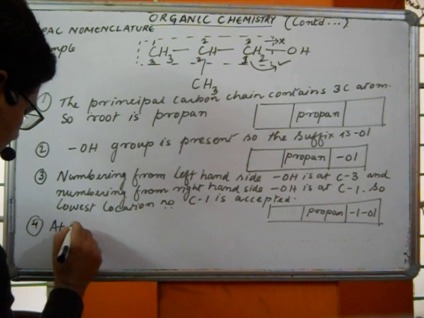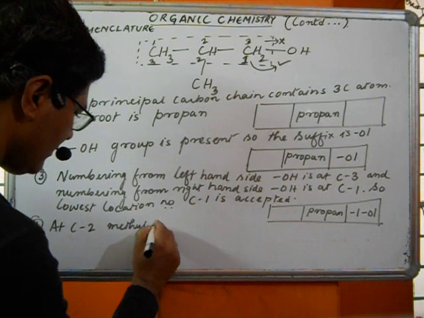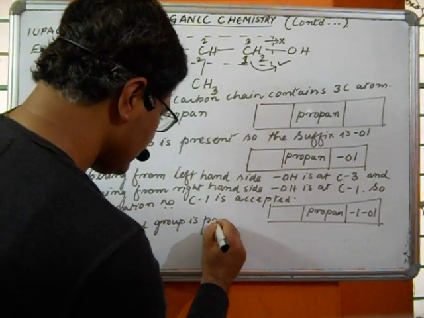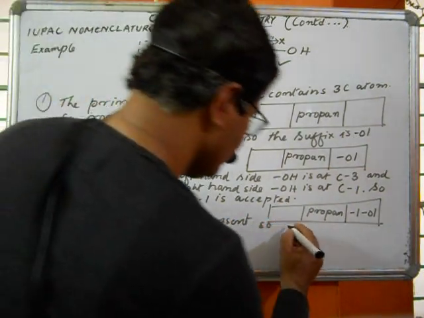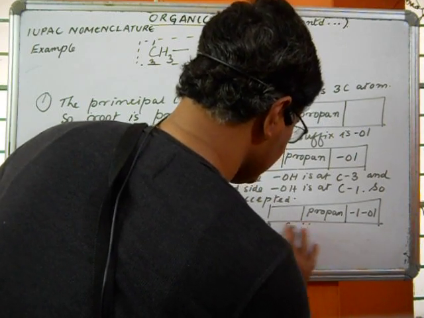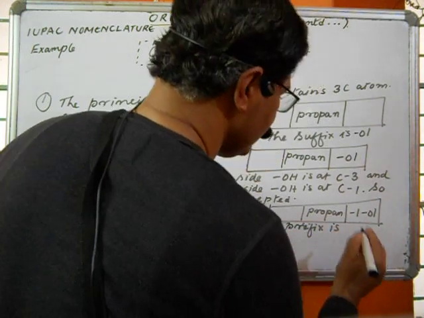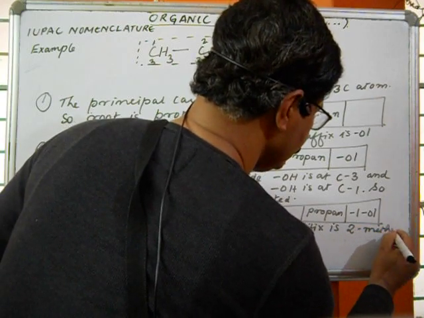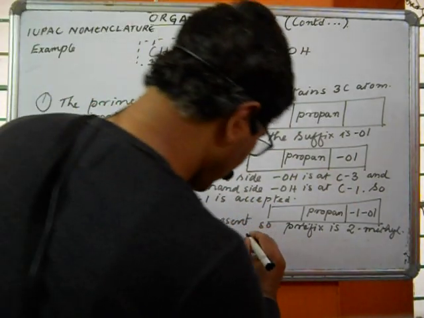At C2, a methyl group is present. So the prefix is 2-methyl. So now what is the name of the compound?